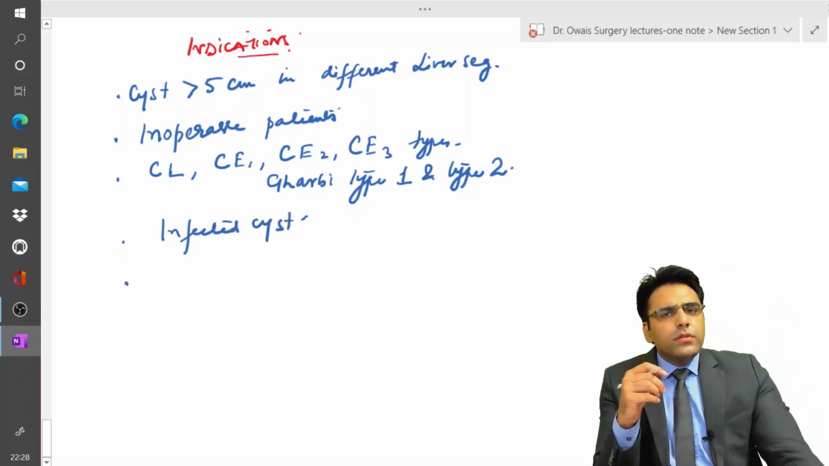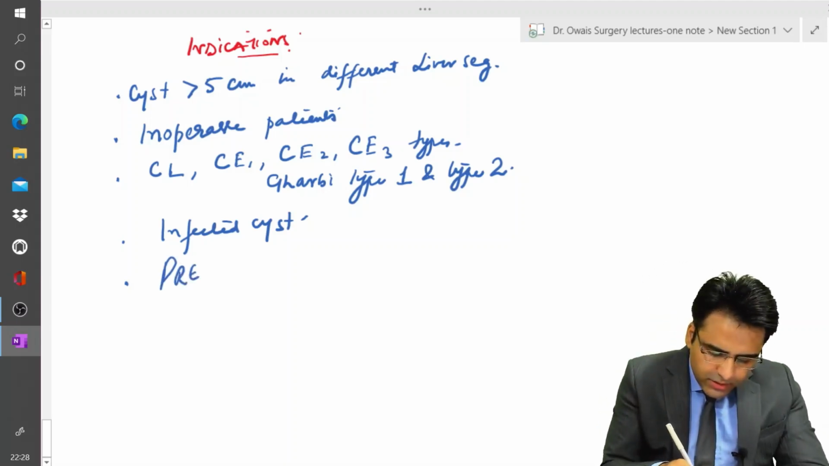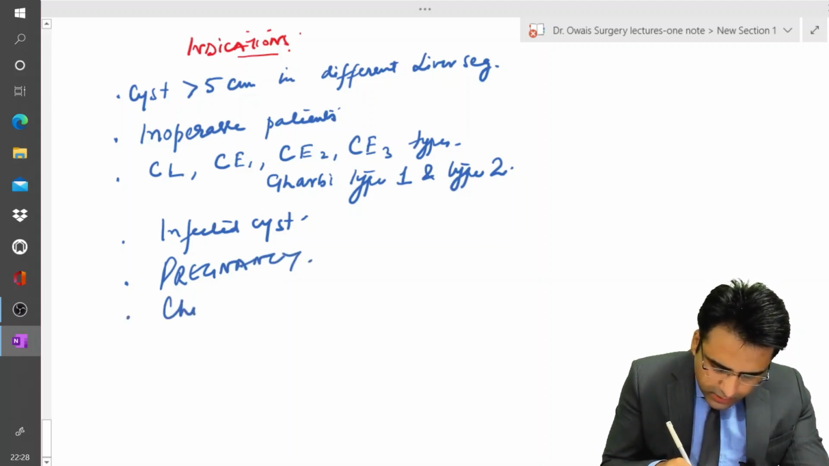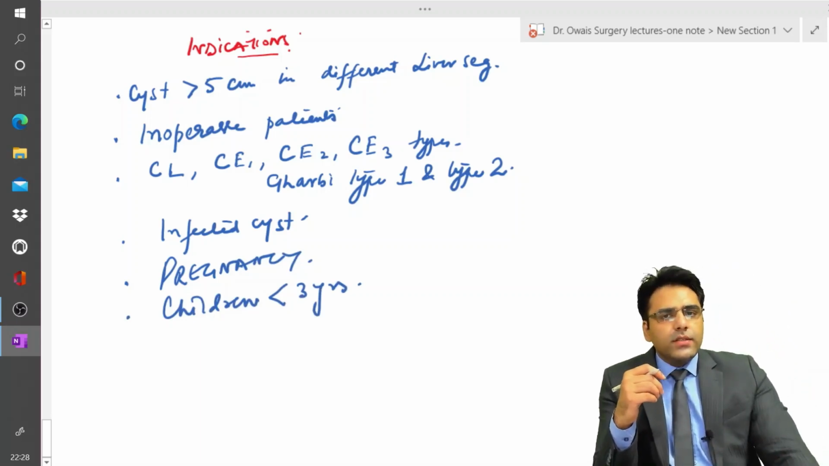Now I told you that oral drugs, the medical drugs, are contraindicated in pregnancy. So in pregnancy, PAIR can be done. So another indication is pregnancy. And there is one more indication, that is children below 3 years of age. So these are the various indications of PAIR.